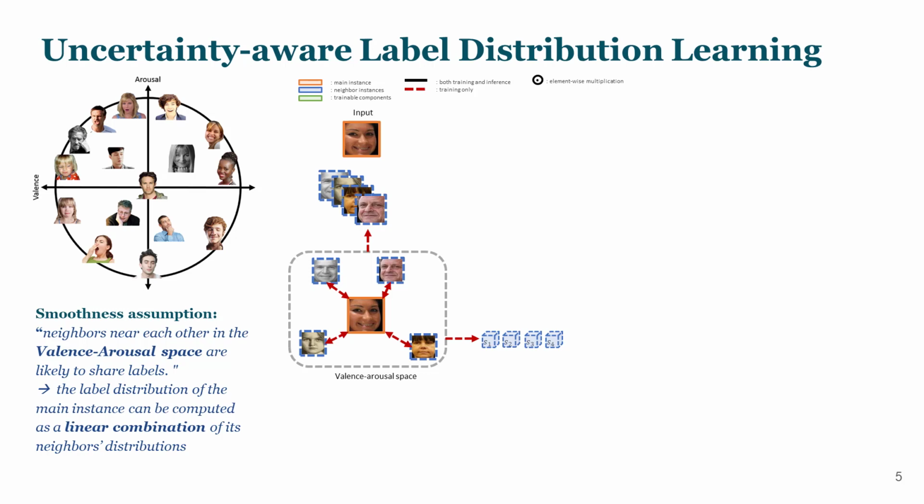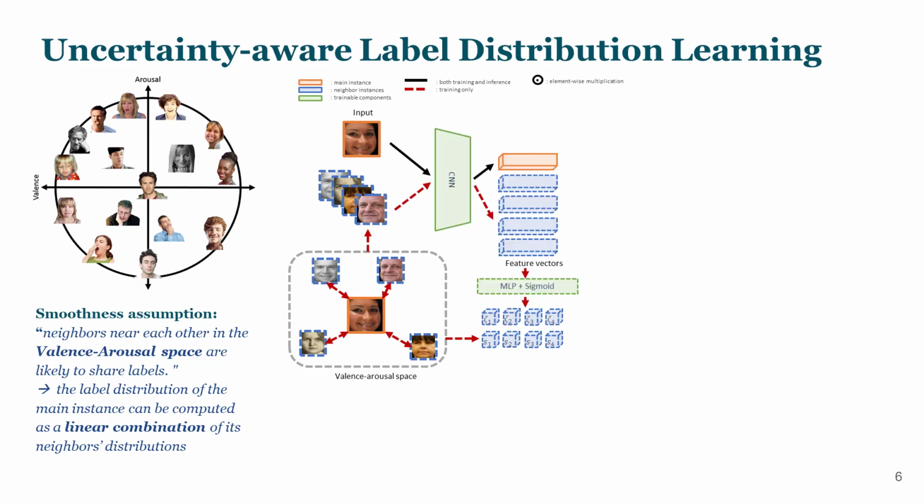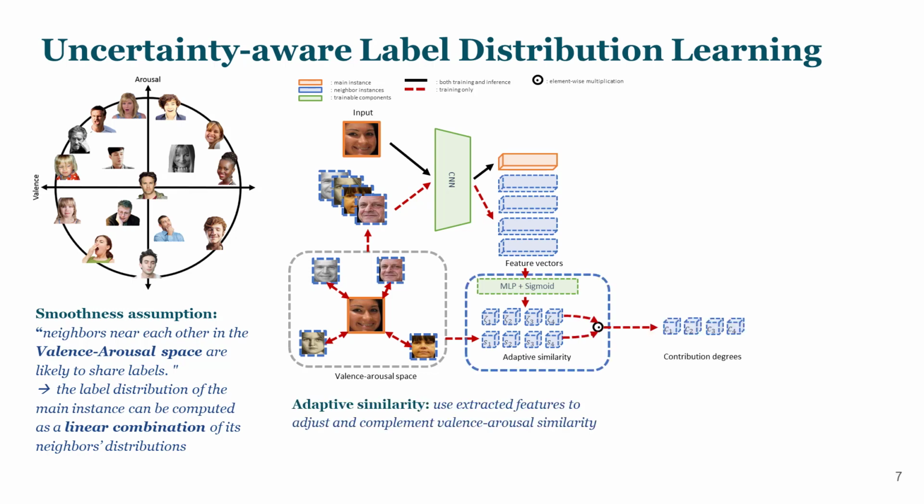However, since we use an existing method to generate pseudo-valence arousal, these values can be inaccurate and may lead to noisy similarity calculation. To handle this, we leverage the extracted CNN features to calculate a calibration score for each pair of neighbor and the main instance using a multi-layer perceptron with the sigmoid activation. We call this adaptive similarity, where the local similarity is multiplied with the calibration score to adaptively adjust their similarity, and we obtain the contribution degree, or the weight, for each neighbor.